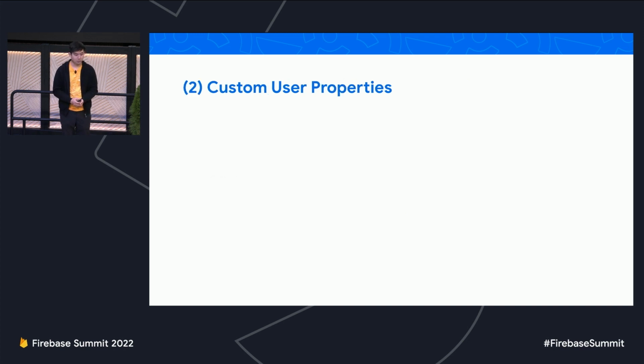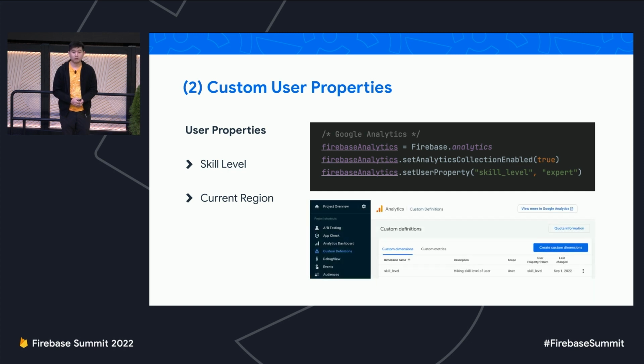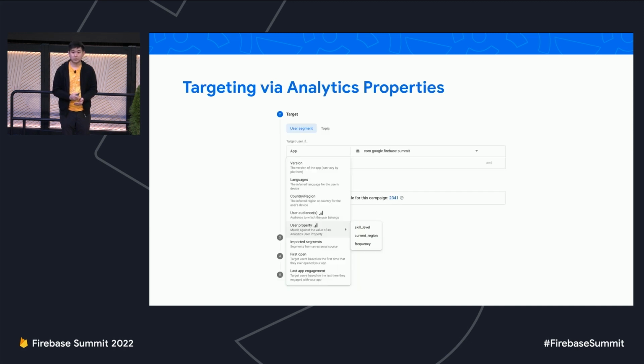Well, we can set this up using custom user properties. First, within our app, we can tag our users with properties, such as skill level or current region. After we set this up, we can then go to the Firebase console in order to define a custom definition. Once that is all done, now we can then select this as a targeting criteria when drafting a new messaging campaign within the Firebase console. And this allows us to send messages directly to these users with these analytics tags.